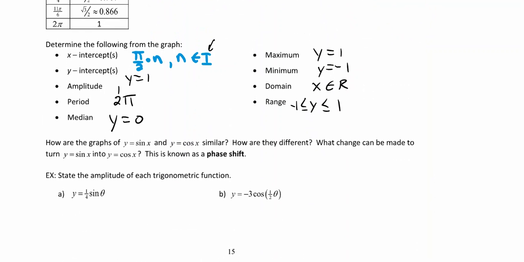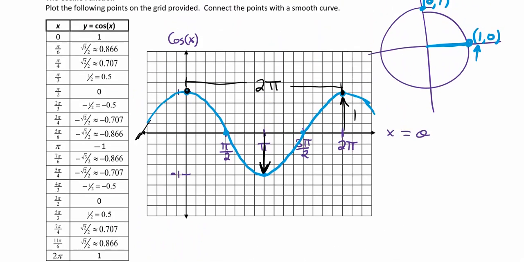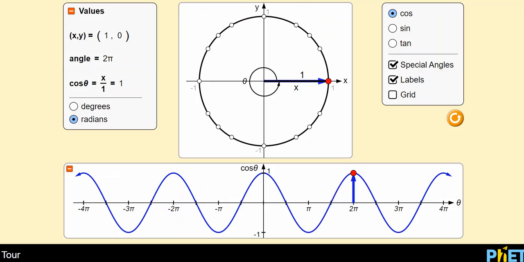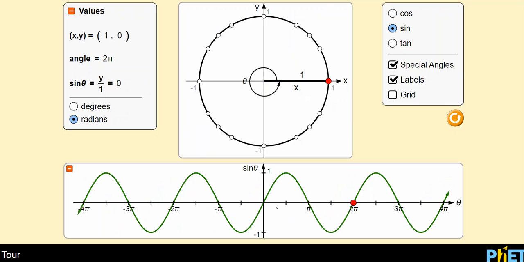All right, so now this one says, how are the graphs of y is equal to sine x and cos x similar? How are they different? What changes can be made to turn sine x into cos x? All right, so if we look at, well, you know what? Let's look at this. It might be a little easier. So if we can see cos x and sine x, those graphs.